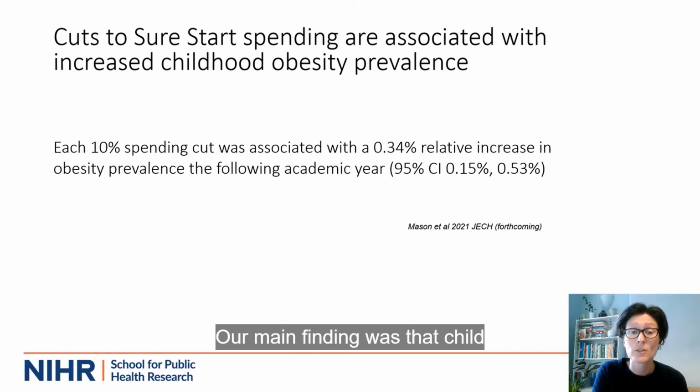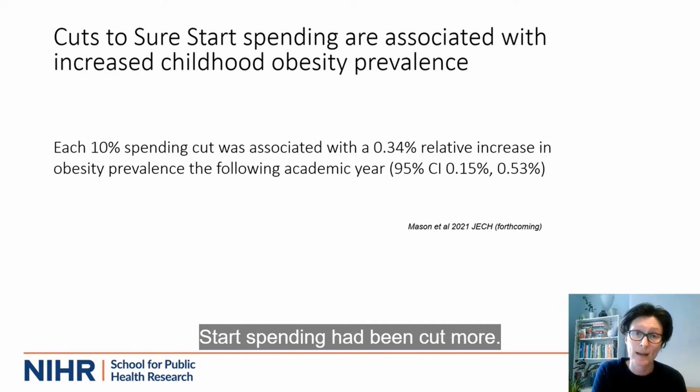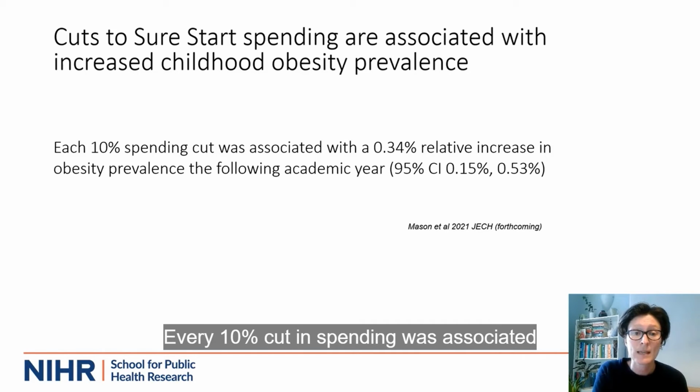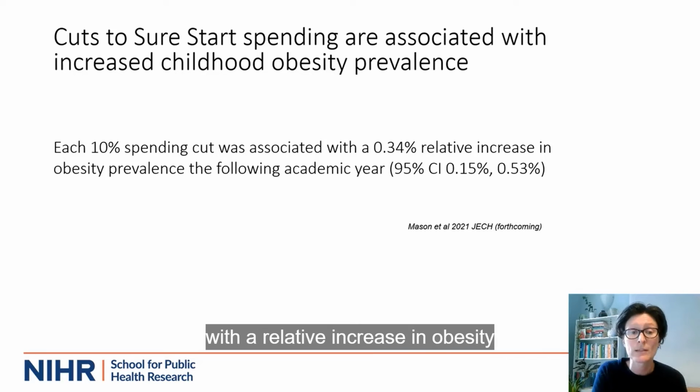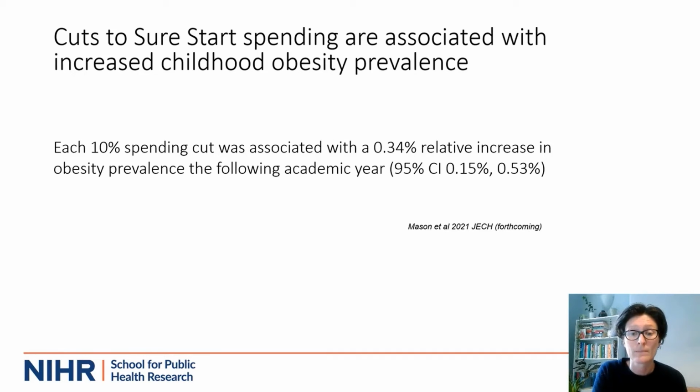Our main finding was that child obesity prevalence tended to increase more in areas where Sure Start spending had been cut more. Every 10% cut in spending was associated with a relative increase in obesity prevalence of 0.34% the following year.